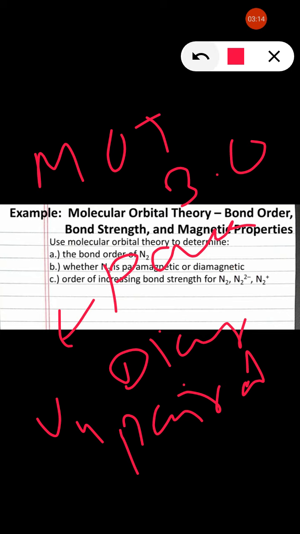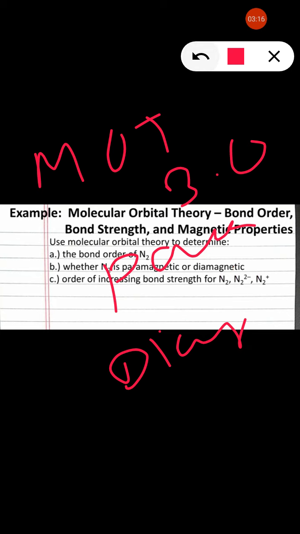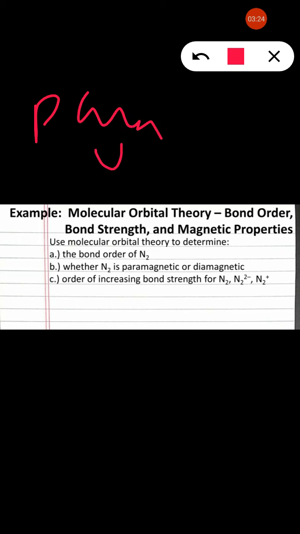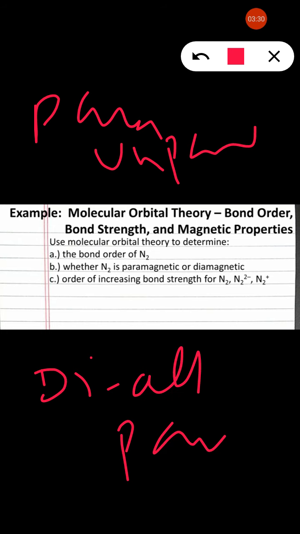If all electrons are paired, then it is said to be dia. If any one is unpaired, then it is said to be para. Para means unpaired and dia means all paired. So in this way we can find the magnetic property.